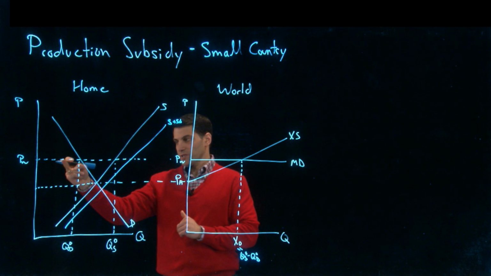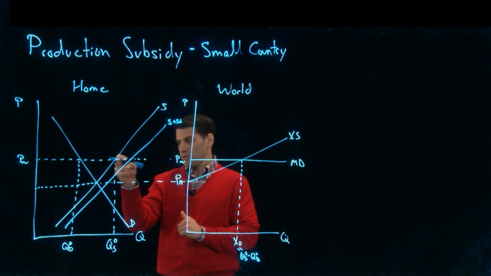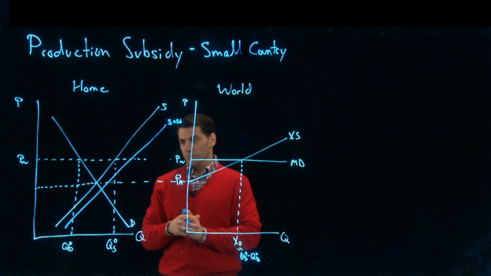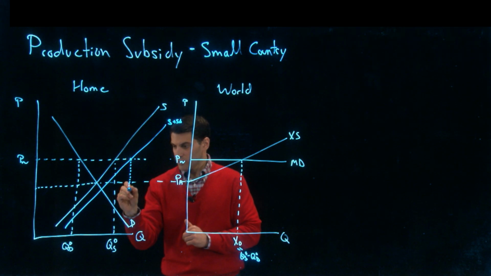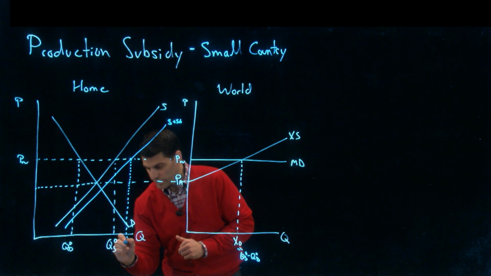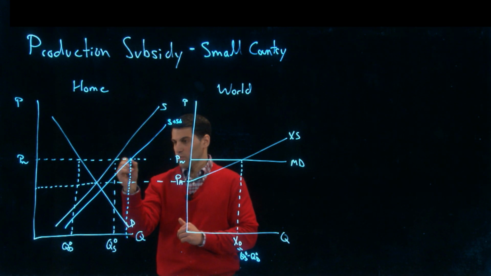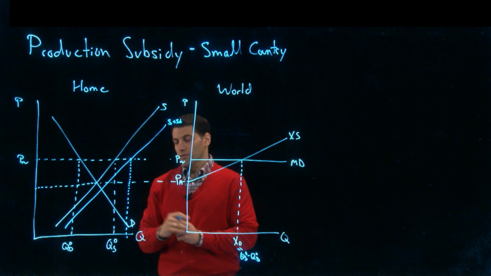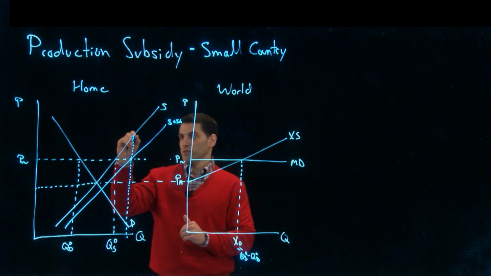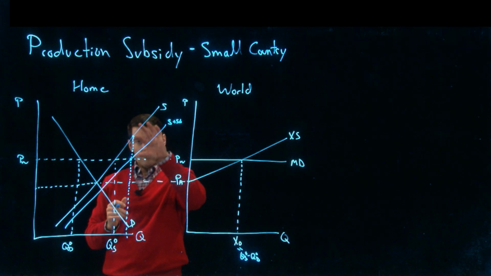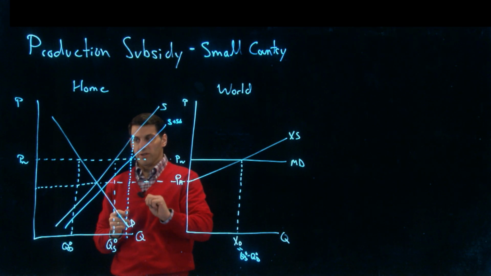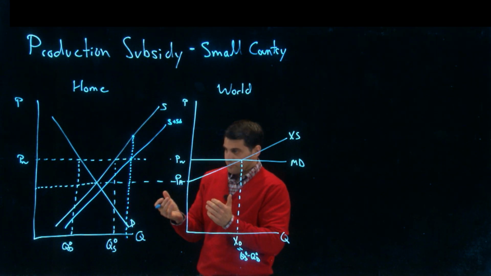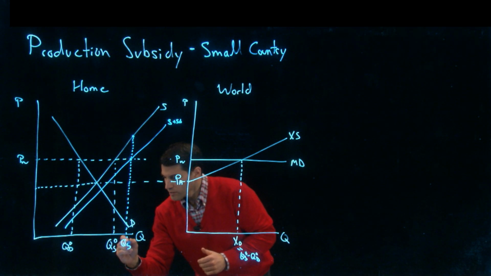Well, the world price is still here at PW. So what's going to happen is that we'd see that the domestic firms are going to be willing to sell at that world price out here. Right? The other way you could see it is if you go up to the original supply curve, remember, the vertical distance between the original supply curve and the new one is the amount of the subsidy. So when we're looking at this, you can see that quantity supplied would increase.